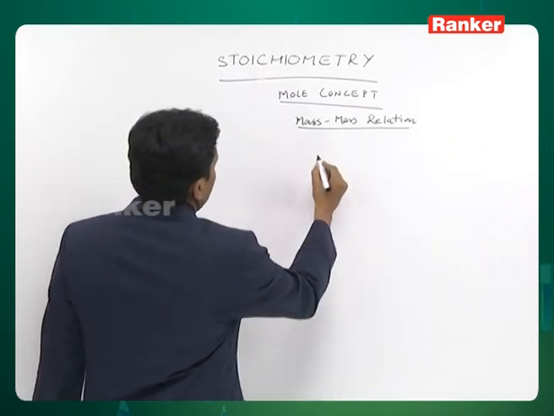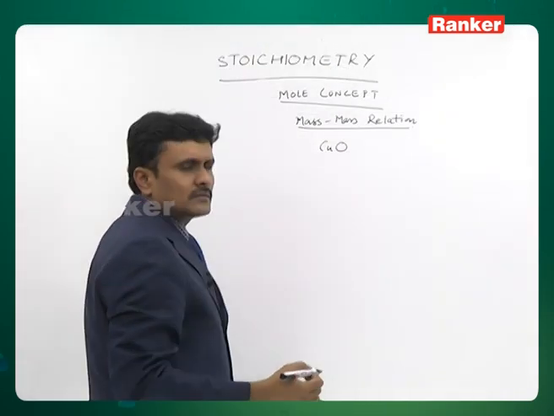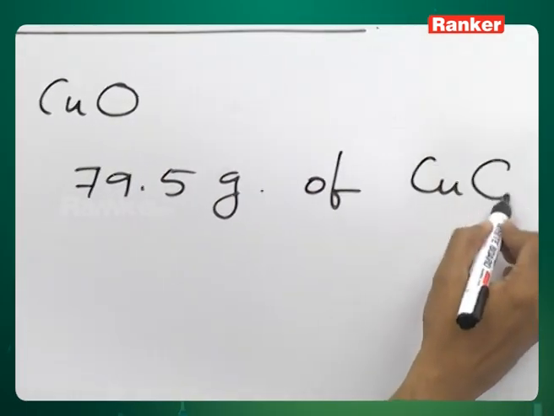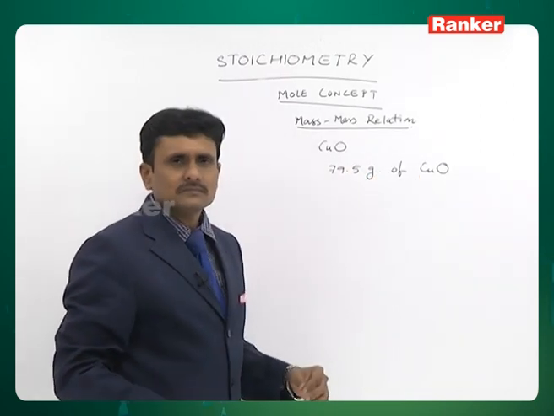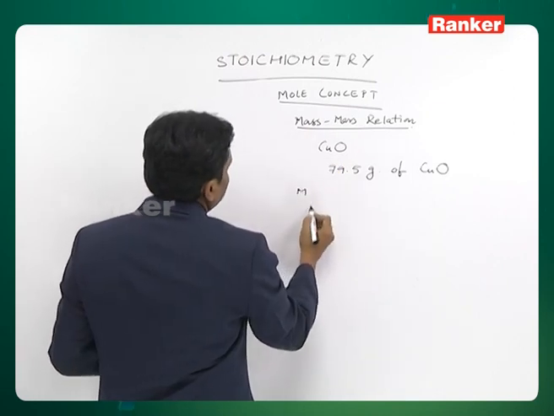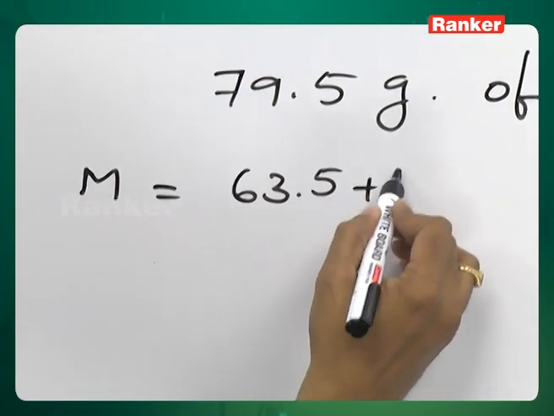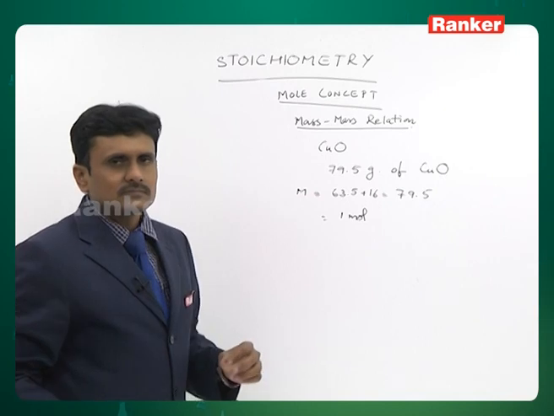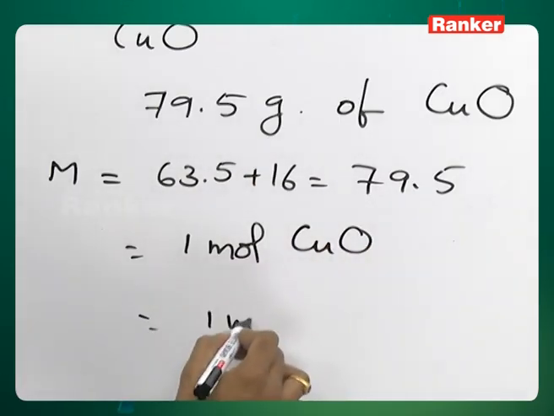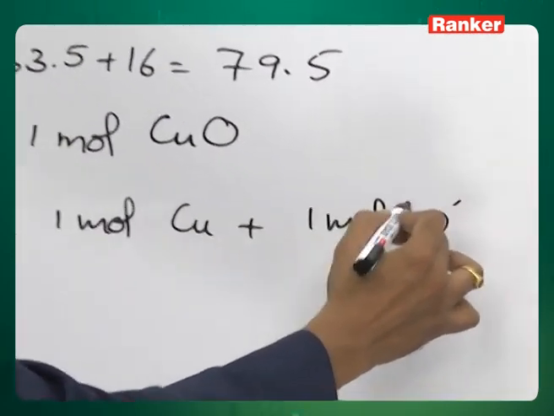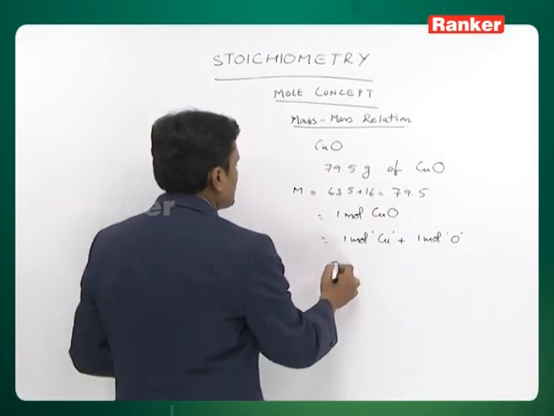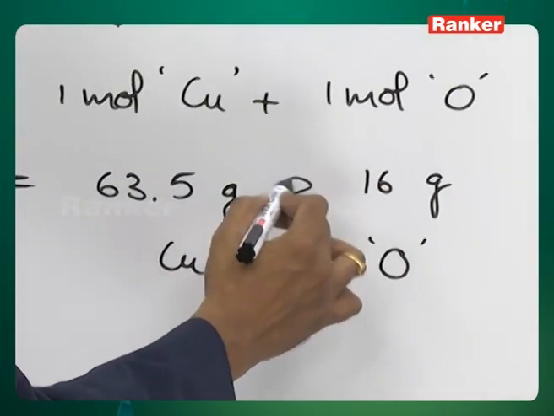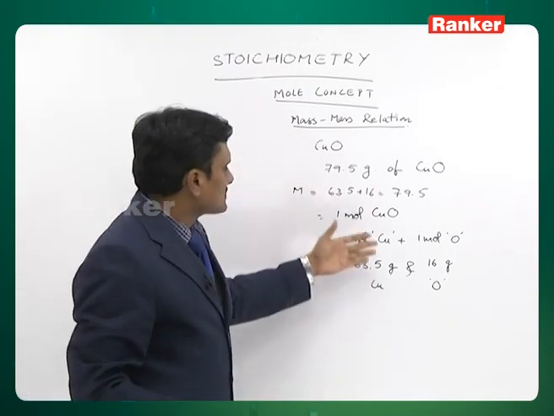Now, suppose you are given copper oxide, say 79.5 gram. Now, 79.5 gram of copper oxide has how many gram of copper? You can see clearly that the molar mass of copper oxide is 63.5 plus 16. That means 1 mole of copper oxide has been given to us. Since you have taken 1 mole of copper oxide, which has 1 mole of copper and 1 mole of oxygen put together, and as I told you, 1 mole corresponds to its atomic mass, 63.5 gram of copper and 16 gram of oxygen is present in this sample.